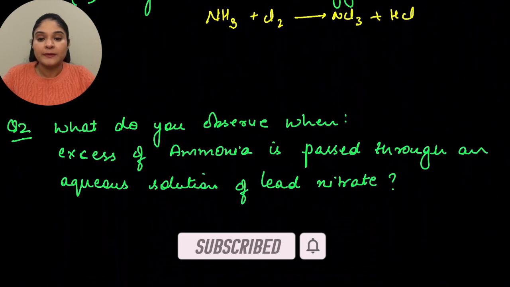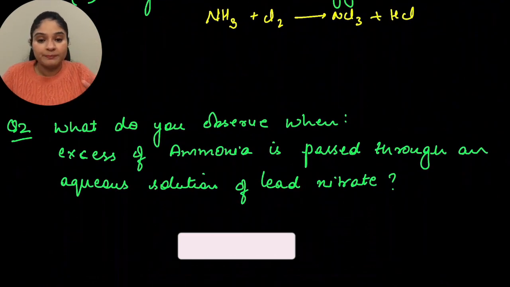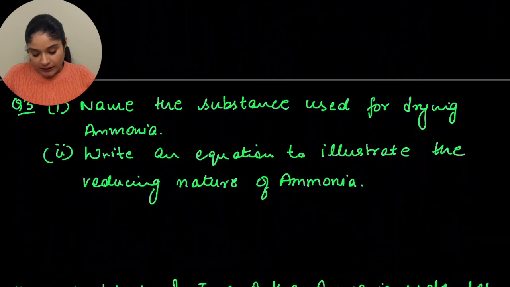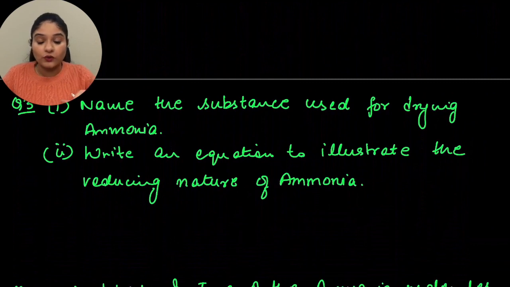Let's move ahead. What do you observe when excess of ammonia is passed through an aqueous solution of lead nitrate? A white precipitate appears which is insoluble in excess aqueous ammonia. So that's your answer for this particular question. Name the substance used for drying ammonia. That would be quicklime.